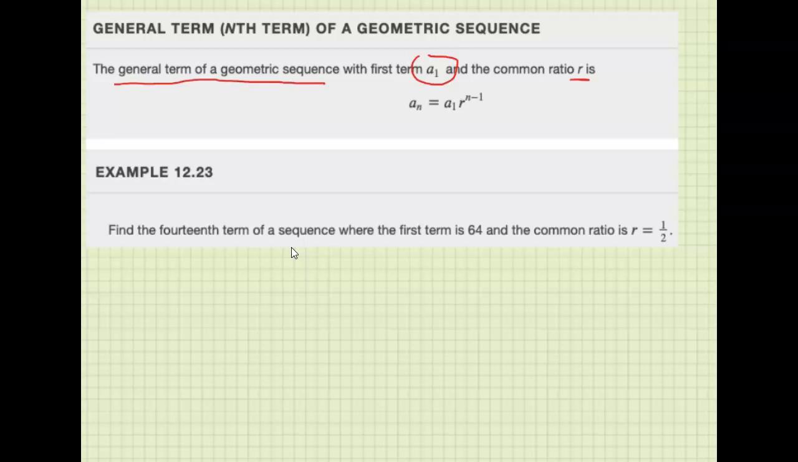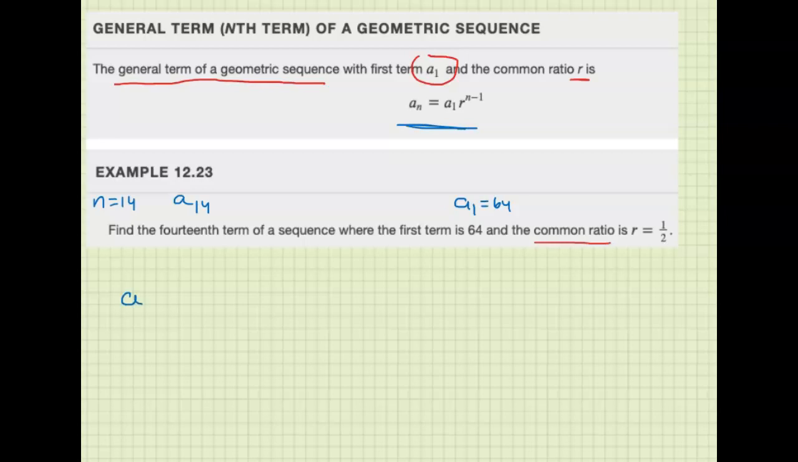Find the 14th term of a sequence where the first term is 64 and the common ratio is r equals 1/2. Okay, so because we have a geometric sequence, right, we want the 14th term, we want a_14. Okay, so that means n equals 14. The first term a_1 equals 64 and the common ratio r is 1/2. So we plug it into here.